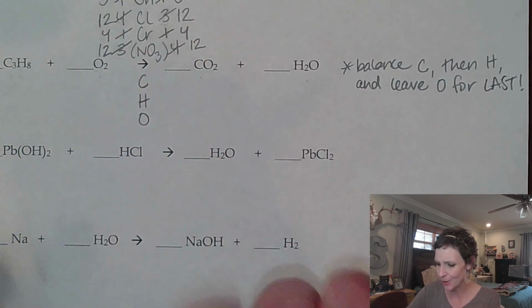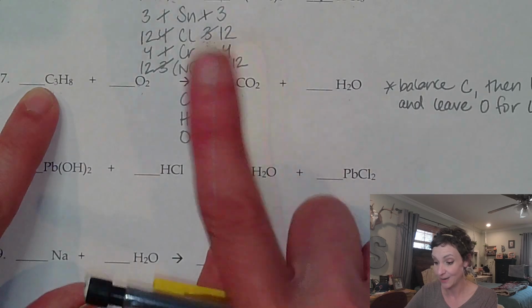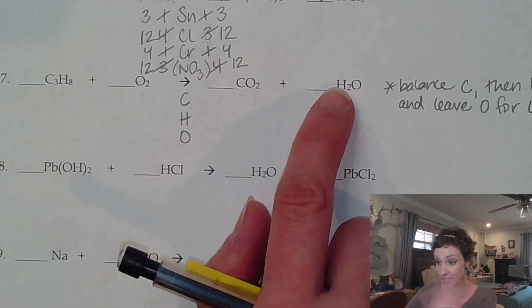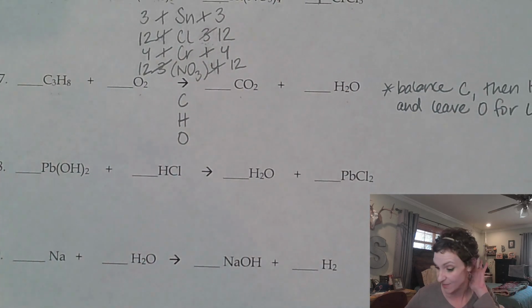Versus my carbons, they're only in one spot on the reactant side and one spot on the product side, and my hydrogens are also in one spot. Oxygen is all over the place, which is why we always leave him for last.